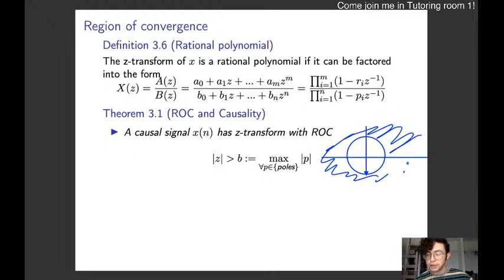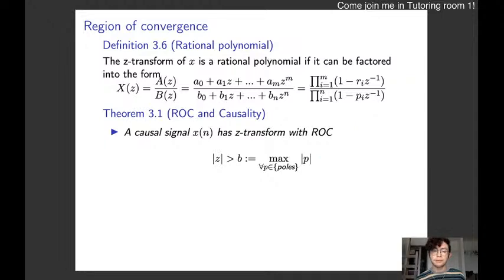And the radius of this circle is going to be the maximum magnitude of our largest pole. That's supposed to be an x. So if you're given a zero-pole diagram which has a bunch of x's and o's on it, and you want the causal signal, then you'll take the region of convergence that is outside of your largest pole, so the largest x, and that'll identify a signal uniquely.